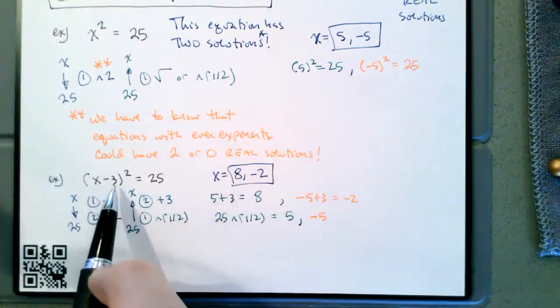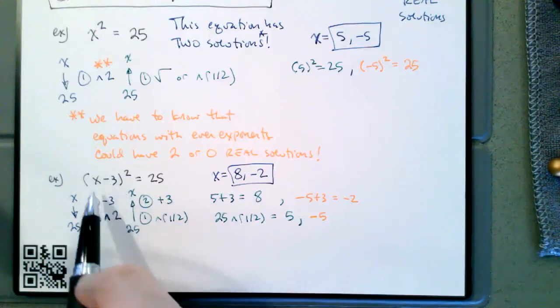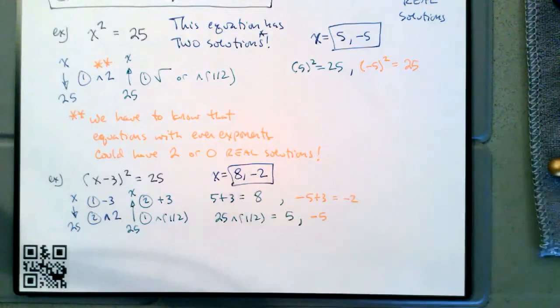8 minus 3 is 5, 5 squared is 25. -2 minus 3 is -5, -5 squared is also 25. So we had 2 solutions. Any questions?